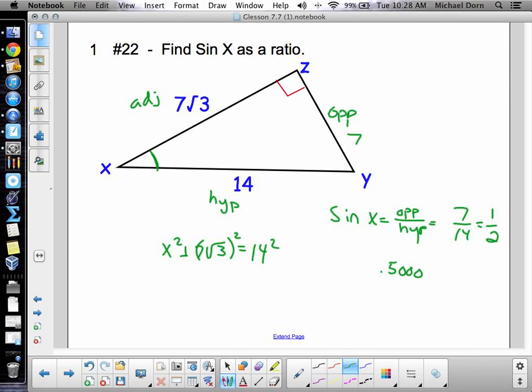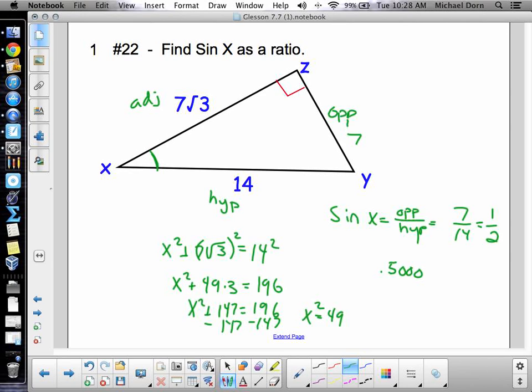Well, we could also do it this way to find that third side, but it does require a little more algebra. 7 squared is 49. Root 3 squared is 3, so 147, and 14 squared is 196. So x squared plus 147 is 196. Subtract the 147. So x squared is 49, so x is 7. Obviously, knowing and recognizing the 30, 60, 90 triangle would make that a lot faster, wouldn't it?